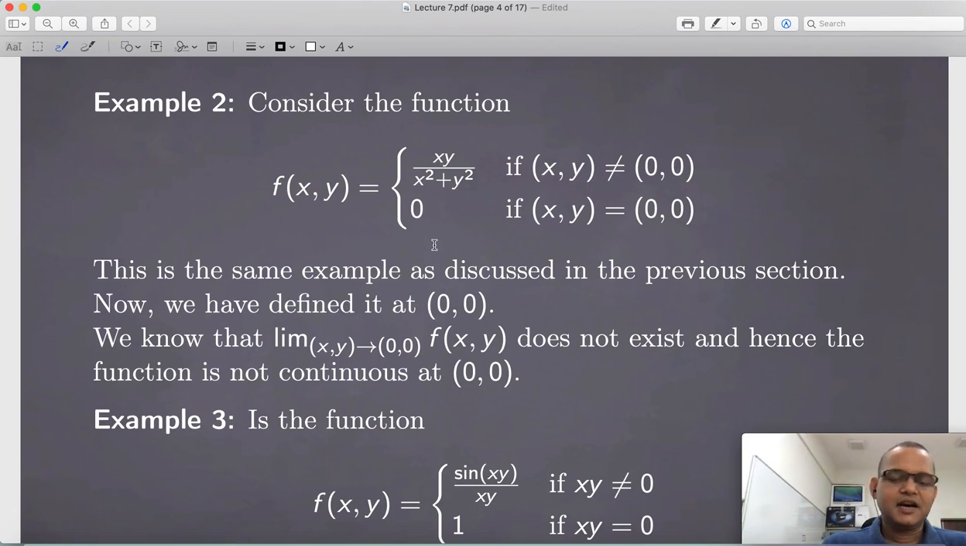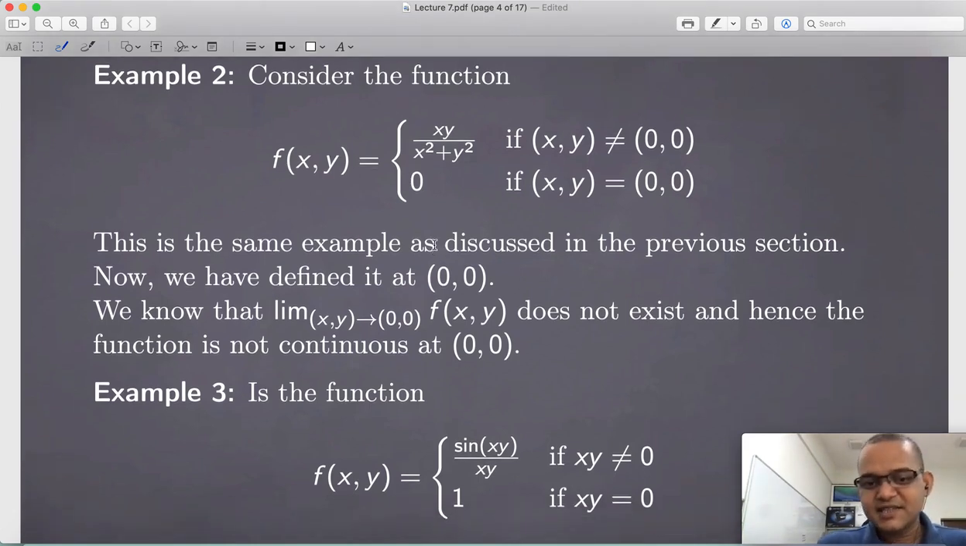Okay, now in order to say that this is continuous, what do we need to worry about? We need to worry about this limit, correct? We need to compute whether this limit exists. If it exists, it should be equal to this value. So there can be two situations.